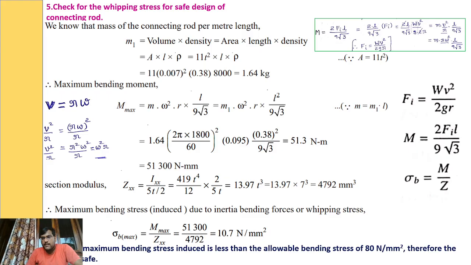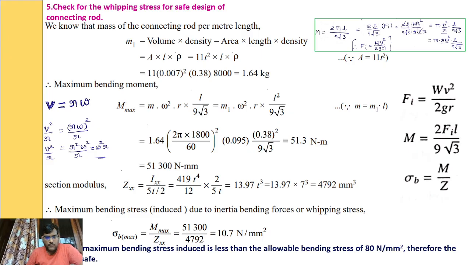I have taken V square by R, and next one is L by 9 root 3. Now, in place of V square by R, I have substituted R omega square. So this is the final simplified equation. This is the same equation I have taken here: M R omega square L by 9 root 3. This is the data book equation. This is the textbook equation. You can take any one formula.